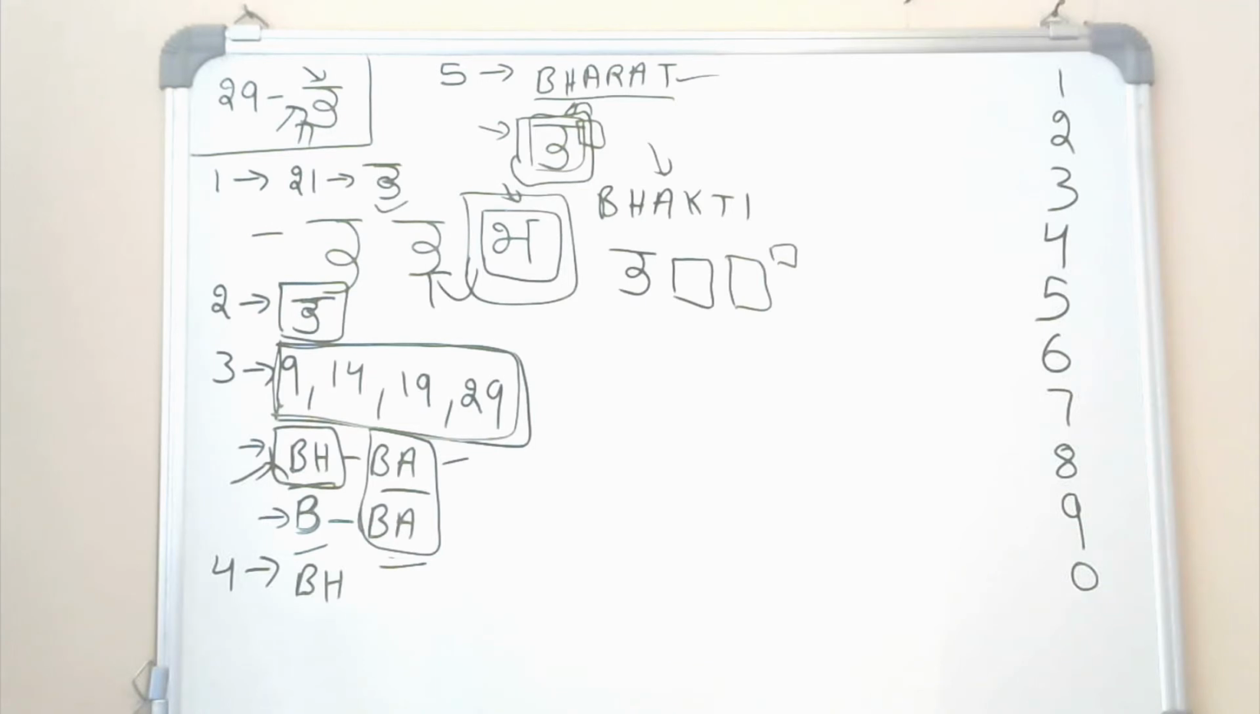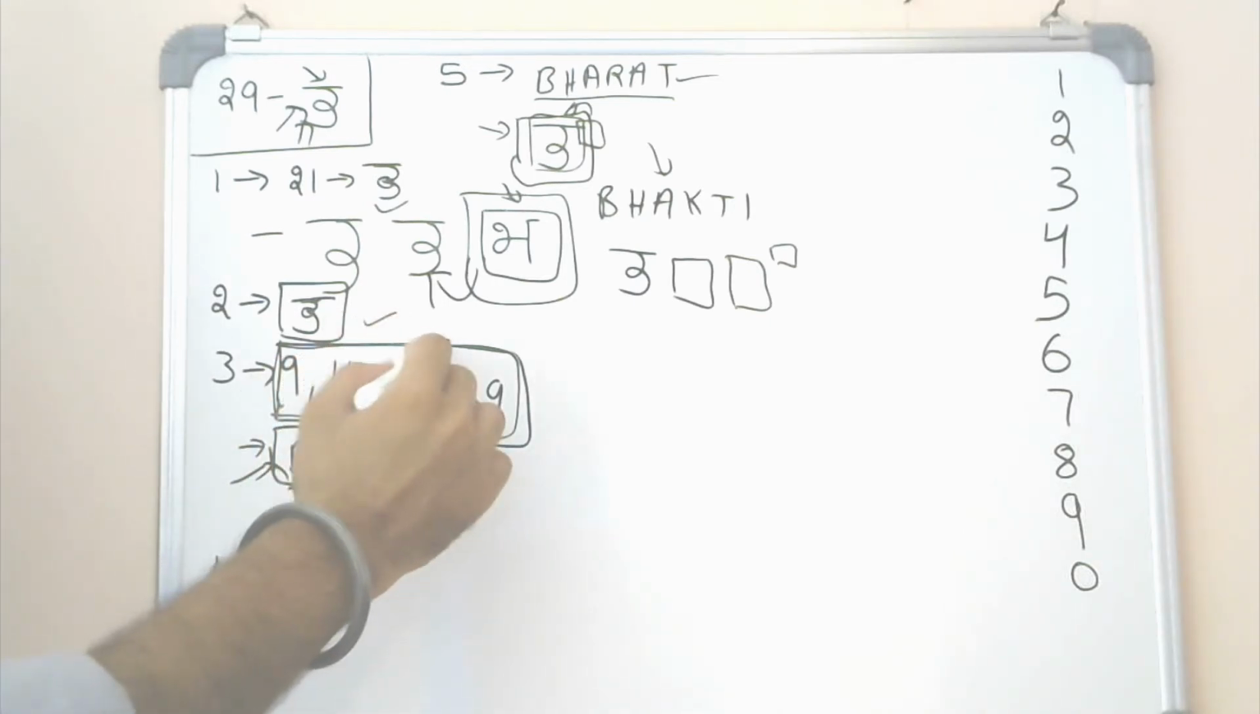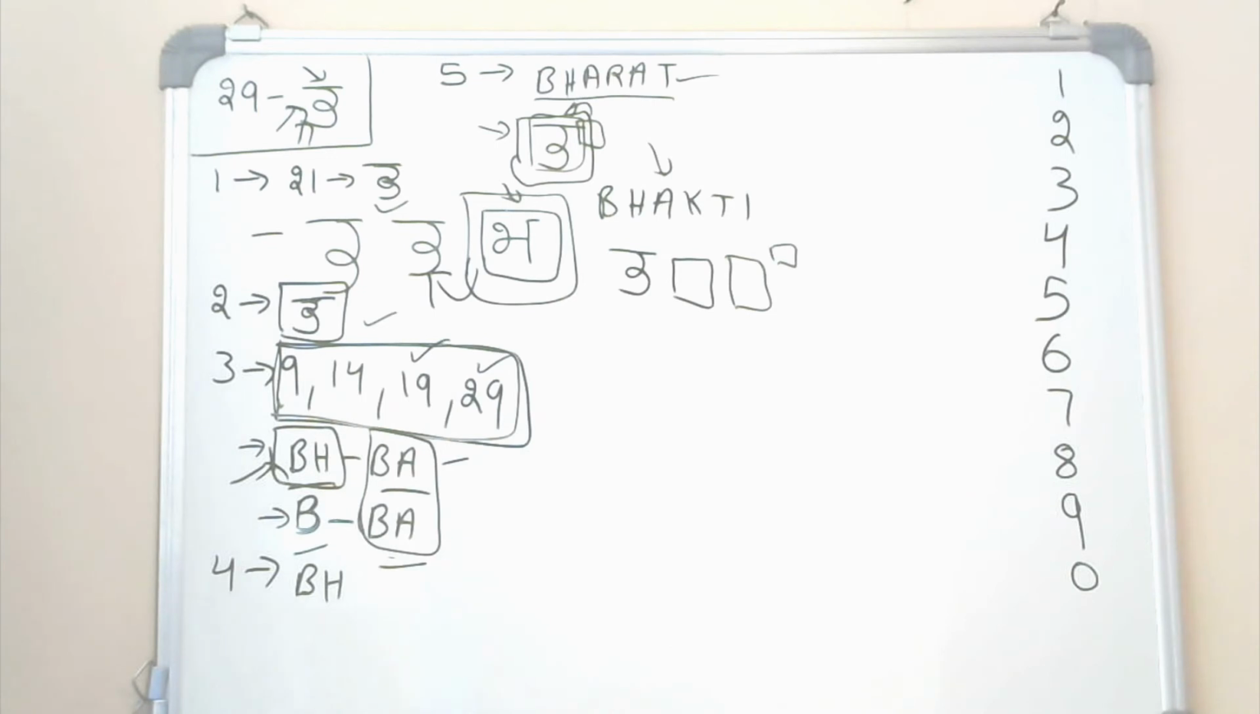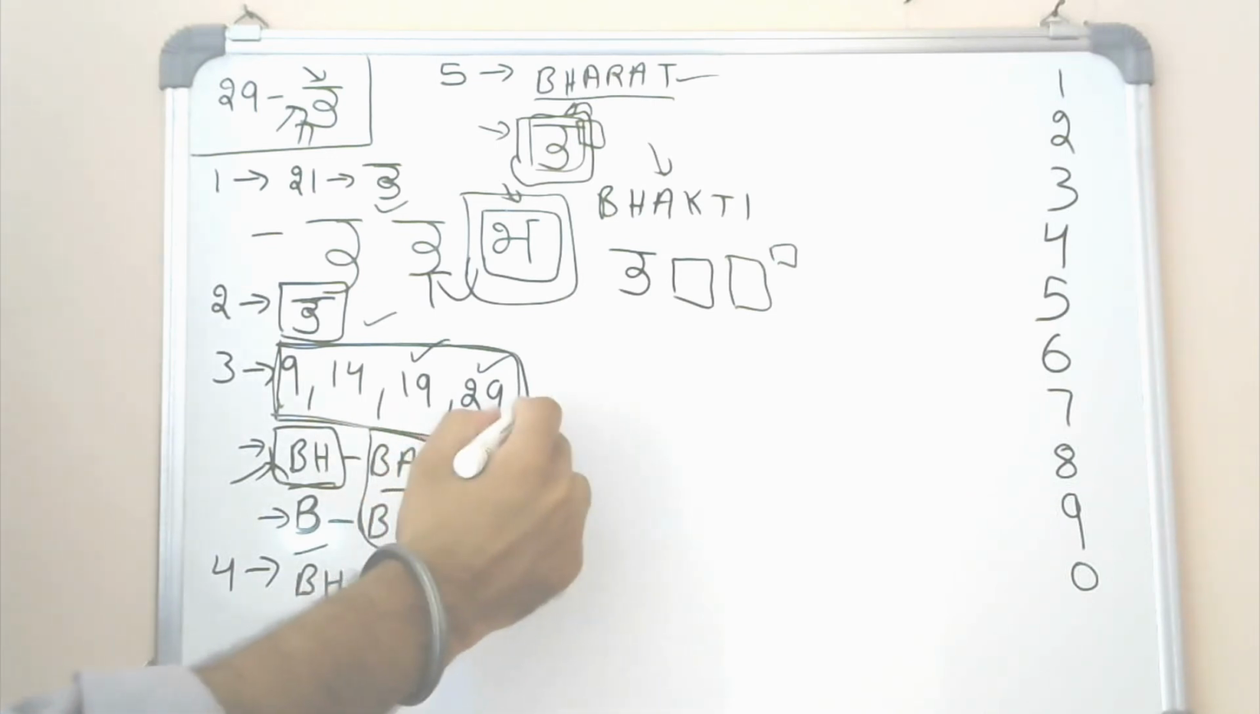This is a little tricky, I know, if you're learning or seeing these things the first time. Ninth letter, 14th letter, 19th letter, 29th letter. Oops, and 24th letter also, I forgot.